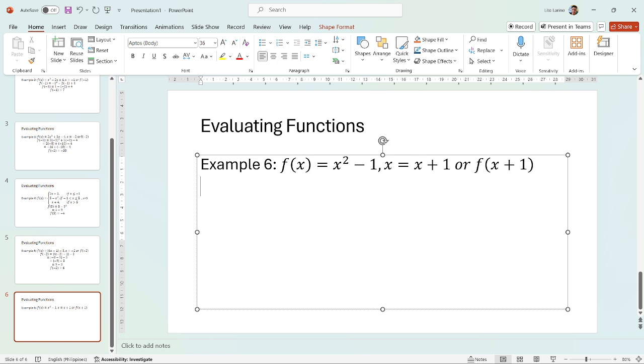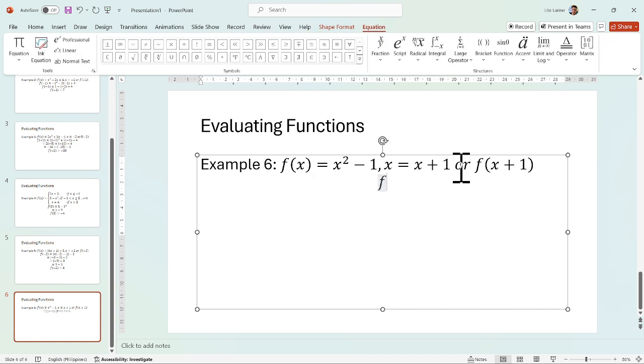Let's do this. That is, f of x plus 1 is equal to, as you can see, we have x squared minus 1. Let's put this in a parenthesis. It would be better if we square it. We have x plus 1, squared, minus 1. And then we simplify this.